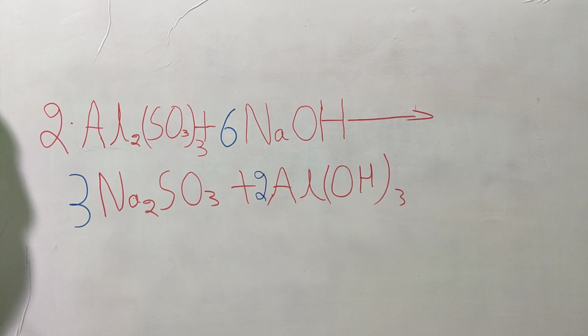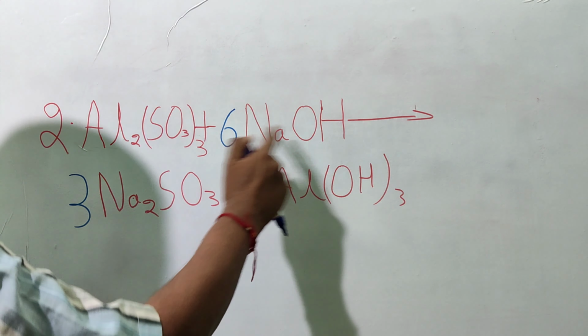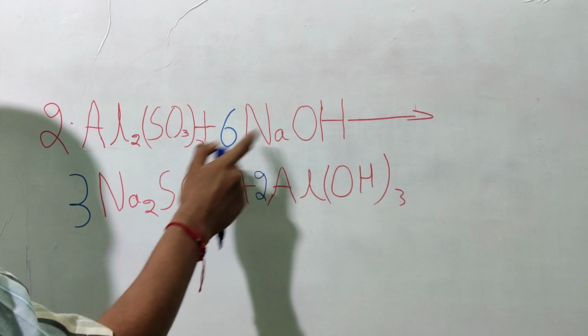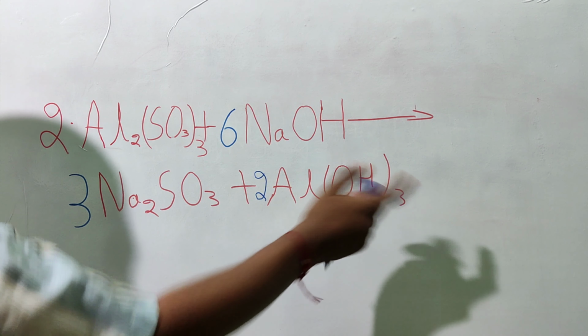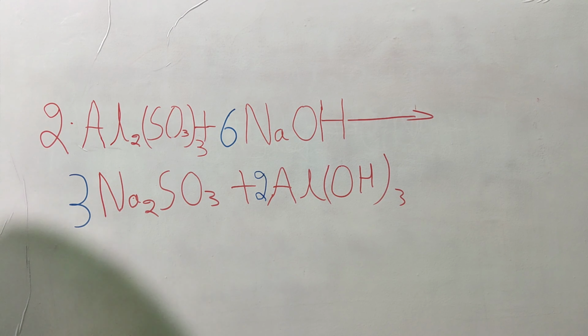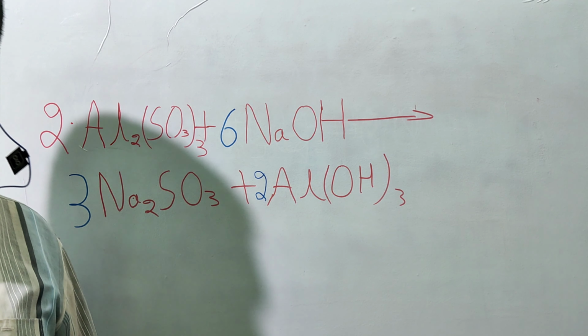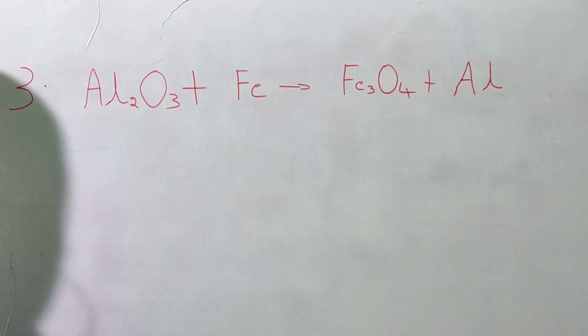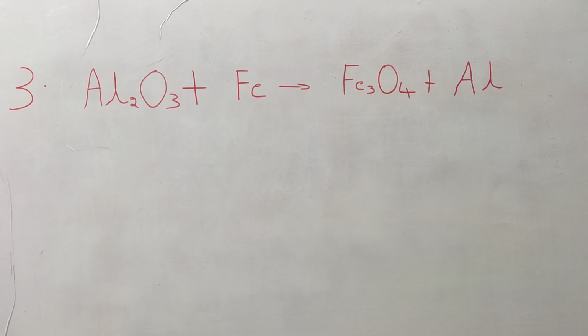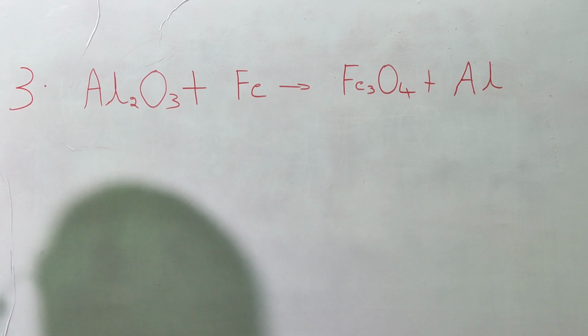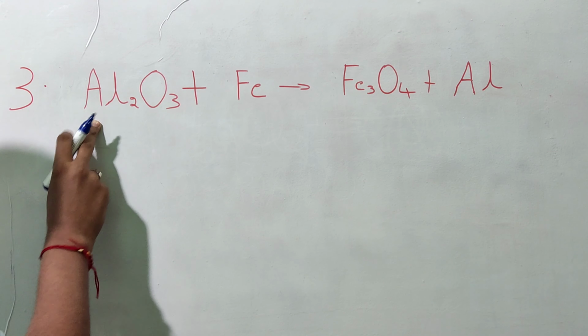Now check for hydrogen. Hydrogen atoms is 6 here and 6 here. Oxygen atoms are 3 3s are 9 plus 6, 15 and 9 plus 6, 15. So the equation is balanced. Like this we can balance the equations in very less time. Next problem is Al2O3 plus Fe gives rise to Fe3O4 plus Al. First, aluminium is 2 in the reactant side.